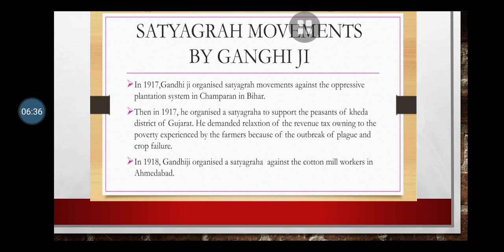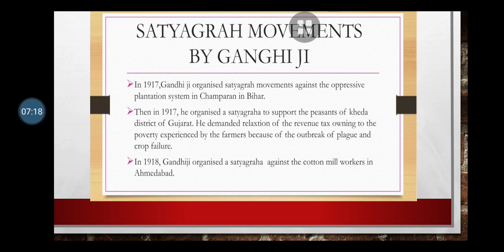Then in 1917, he organized a satyagraha to support the peasants of Kheda district of Gujarat. What were the main demands? The revenue tax should be waived owing to the poverty. Sorry, the word that is written there is incorrect. It is owing to the poverty experienced by the farmers because of the outbreak of plague and crop failure. Since the crop failure was there, the outbreak of plague was adding salt to the wound. So the poor peasants of Kheda district of Gujarat were unable to pay the revenue.